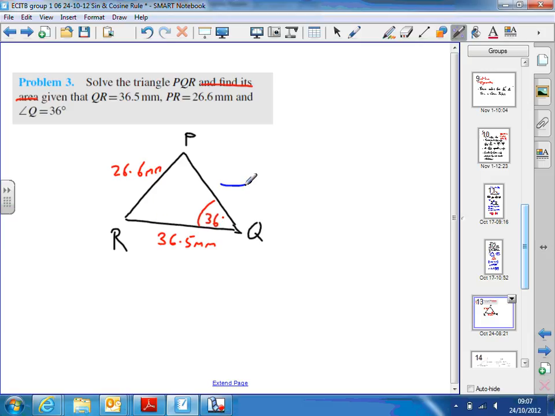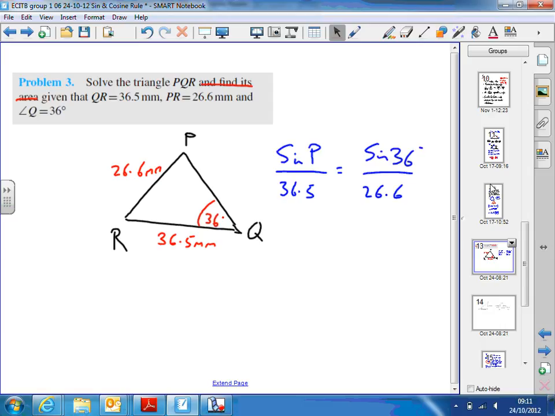I'm just going to give you a few minutes to work out the missing angles and the missing side. So first step, sine P over 36.5. Write the ratio with the angle on top because we're after the angle. The ratio of the sine of P to 36.5 is the same as the ratio of sine 36 that we know over the side 26.6 that we know. That would be my first step, to write that ratio down like that.